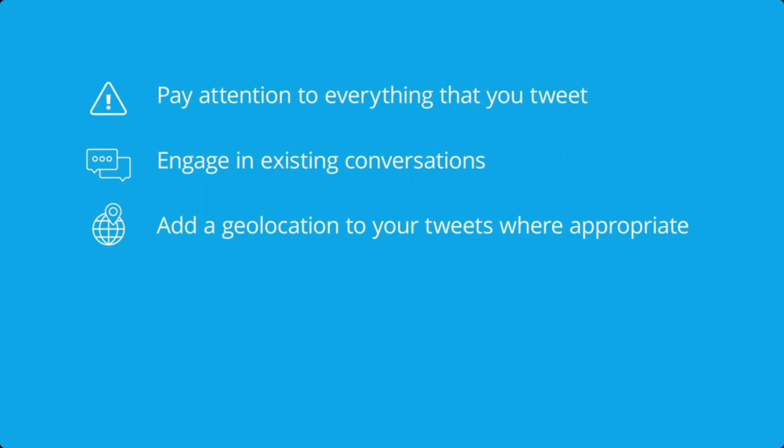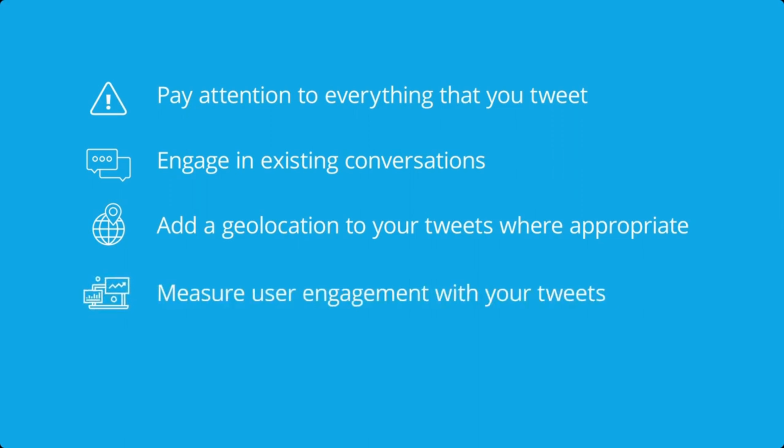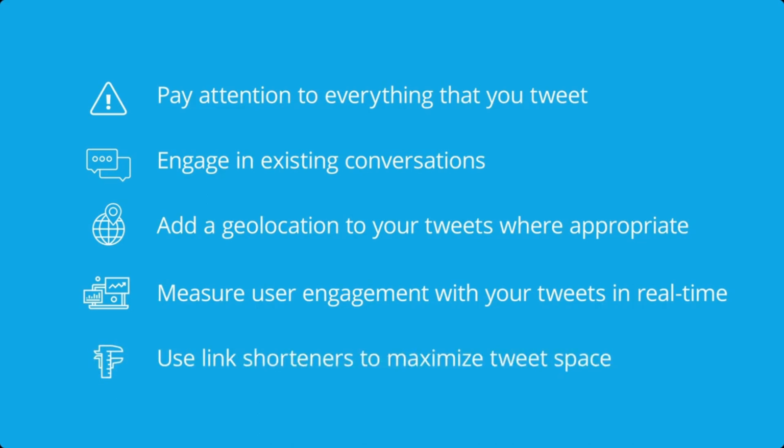Use the Tweet Activity tool to measure user engagement with your tweets in real time. You can compare your tweet activity with that of your followers and see how they trend over time. You can click on any tweet to get a detailed view of the number of retweets, replies, likes, follows, or clicks it receives. And you can get detailed insights into who your audience and engagers are, and even export your metrics. Finally, Twitter character real estate is very precious, so be sure to use link shorteners to maximize tweet space.